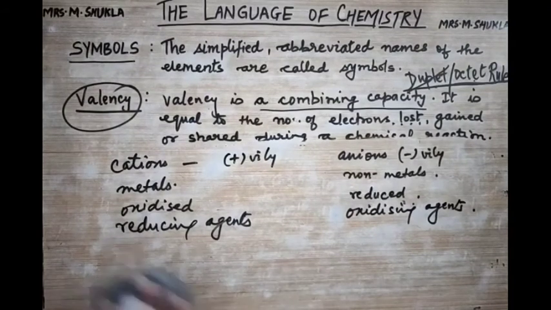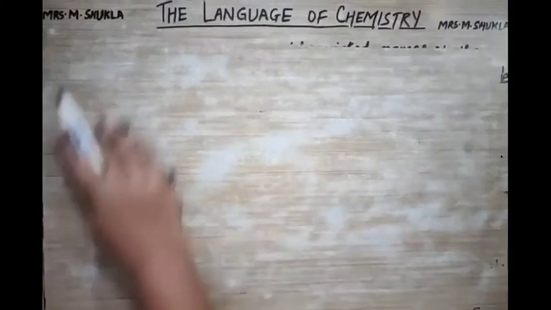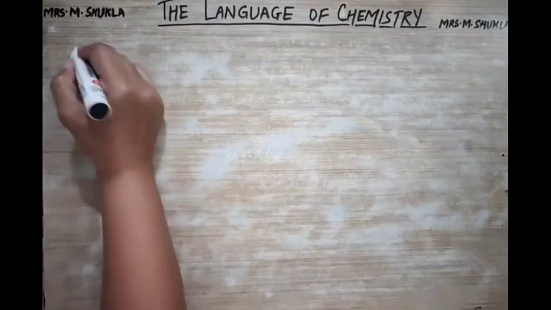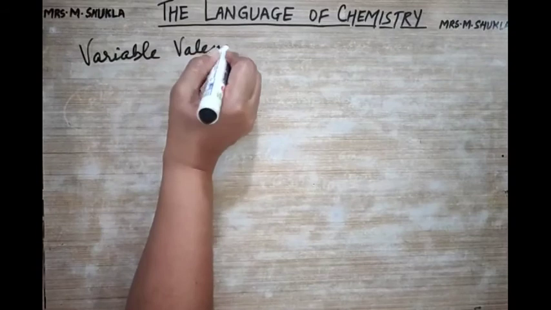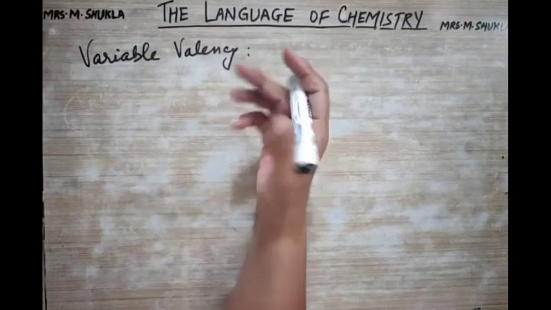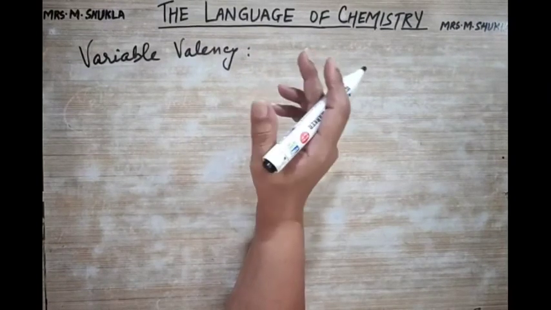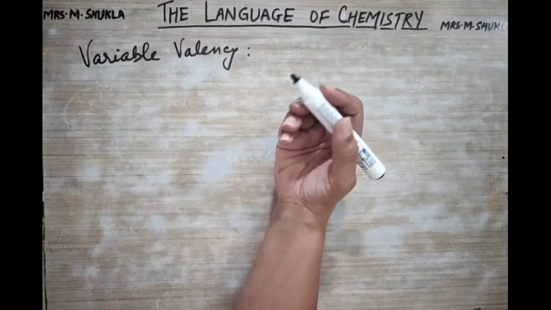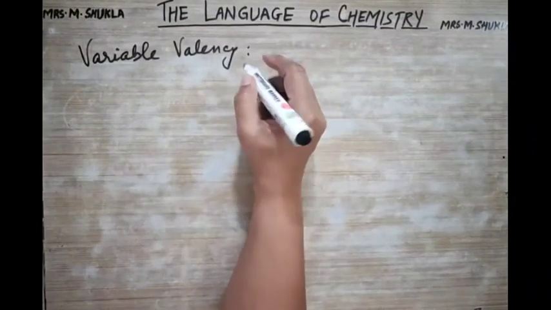Okay, we next move to the next topic, that is variable valency. Now, what is a variable valency? Certain elements, they exhibit more than one valency by losing electrons that are present in the penultimate shell. Such valency is termed as variable valency, right? So this also I had explained you in the class.